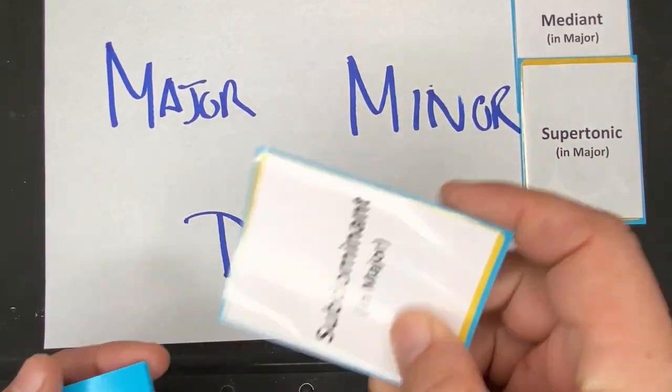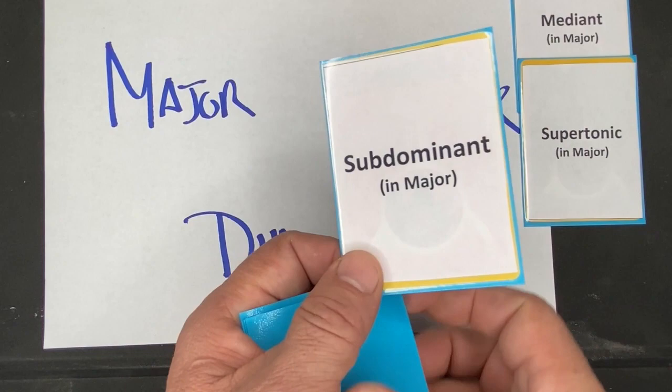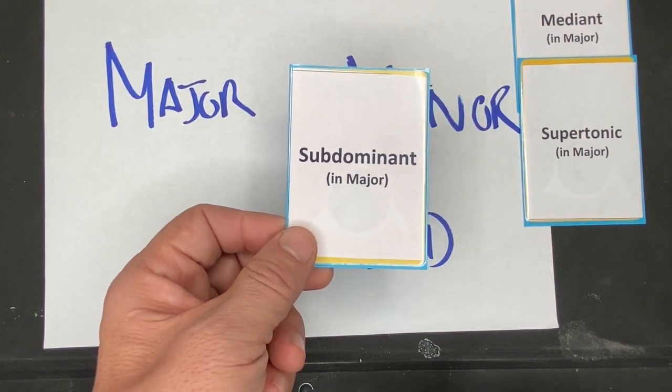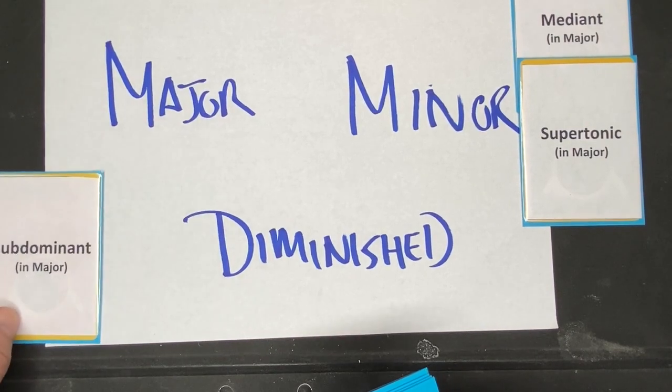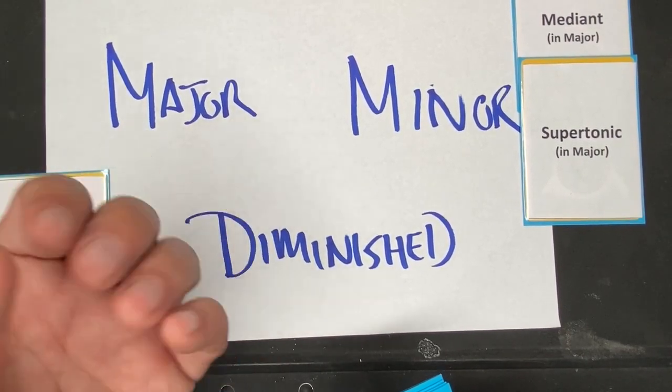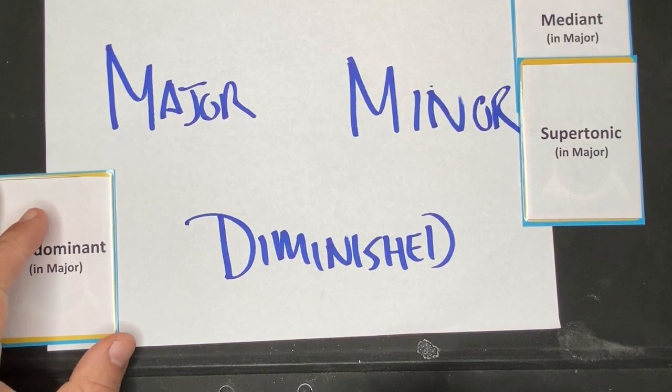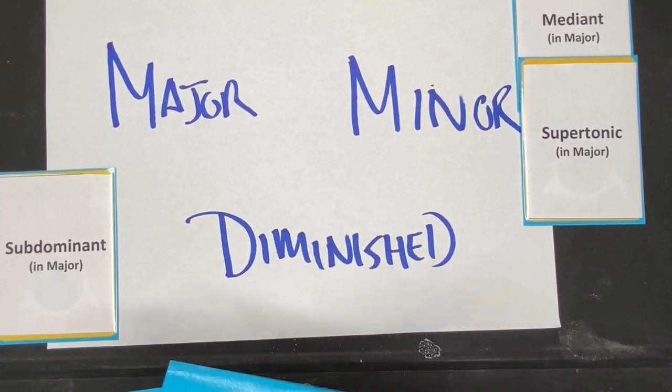Okay? And subdominant. This is the dominant below. You can also remember that it's just below dominant, right? That's going to be 4. And it's major because it's one of the dominant or power chords along with the tonic, right?